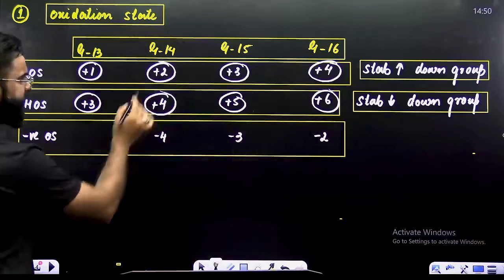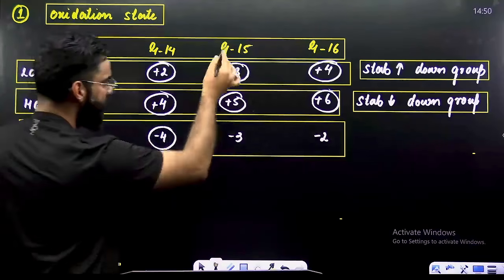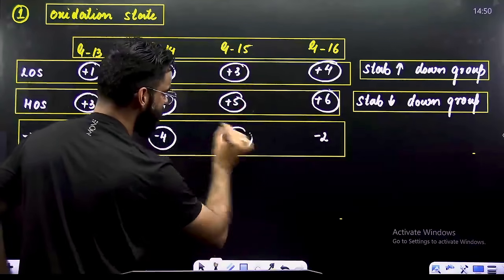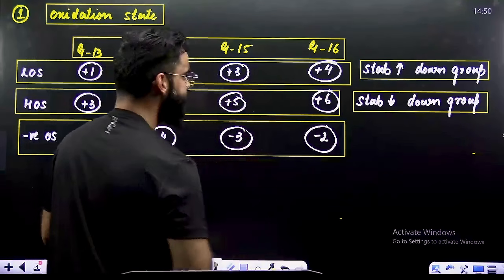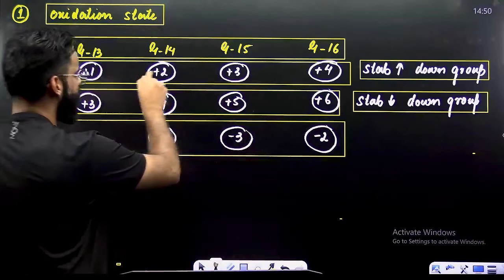Similarly, the negative oxidation state shown by group 14 is -4, right? The negative oxidation state shown by group 15 is -3 and group 16 is -2. Now, there are 2 things which you need to remember. My dear students, these are the lowest oxidation states.